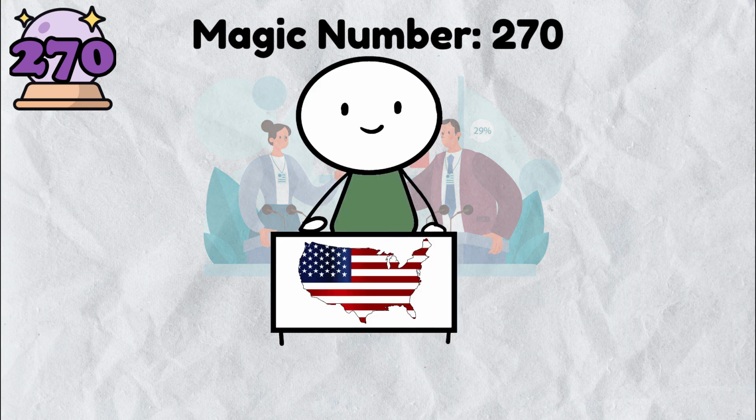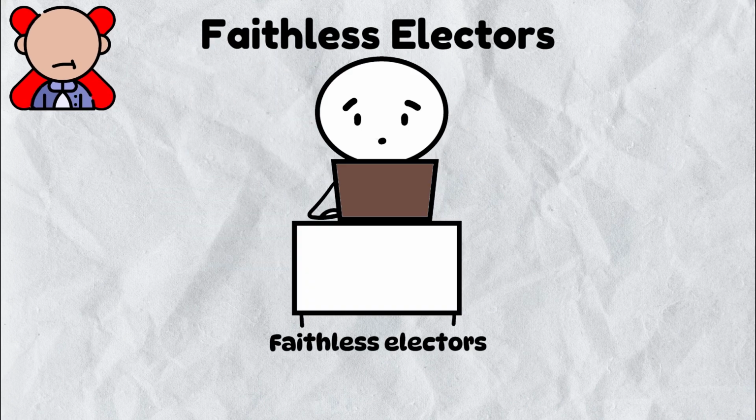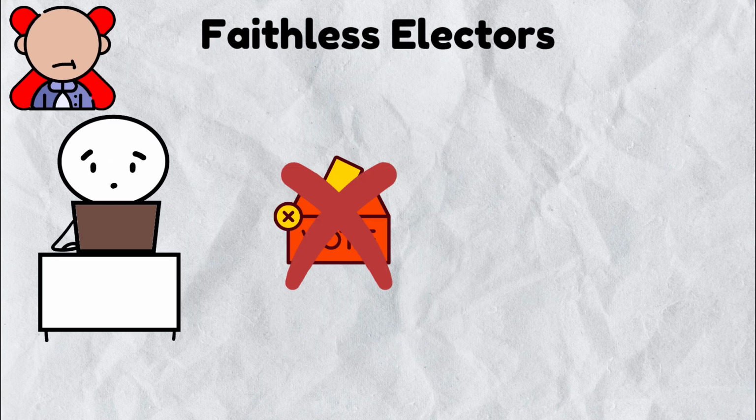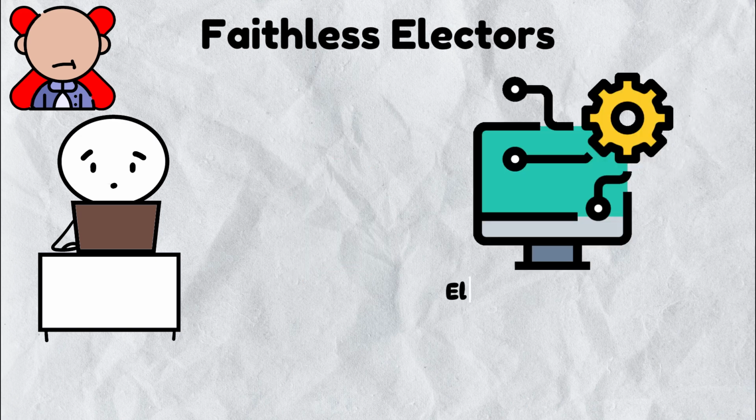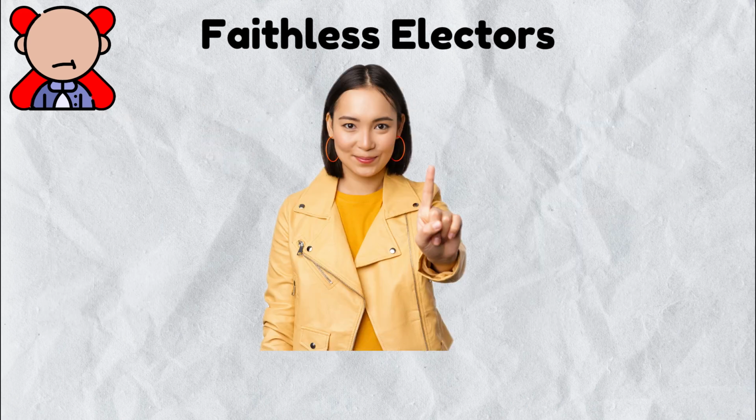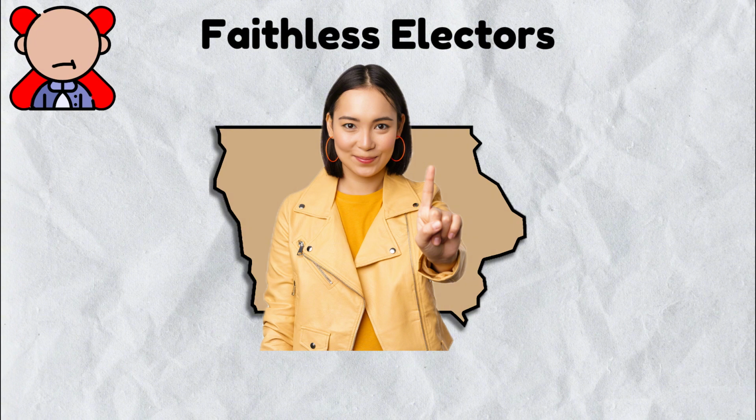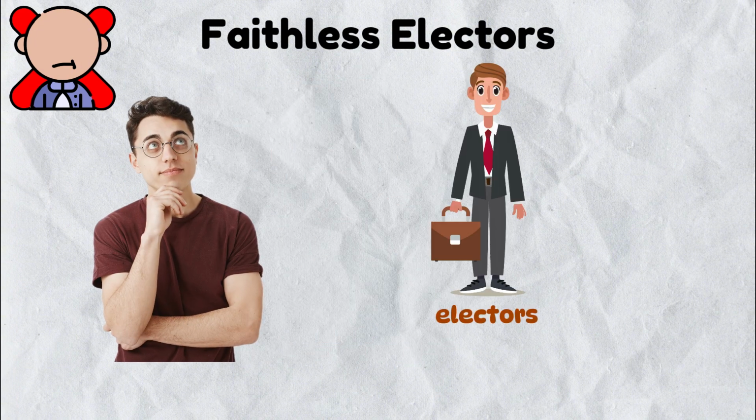This process underscores the importance of the Electoral College's design in determining the outcome of U.S. presidential elections. Faithless electors. Faithless electors, sometimes described as rogue electors, vote against their state's popular vote despite the Electoral College system relying on them to faithfully represent their state's will.